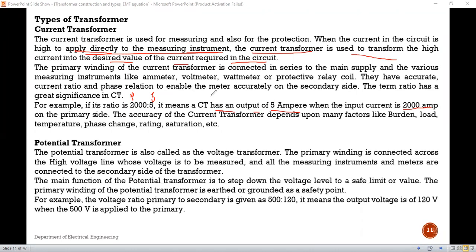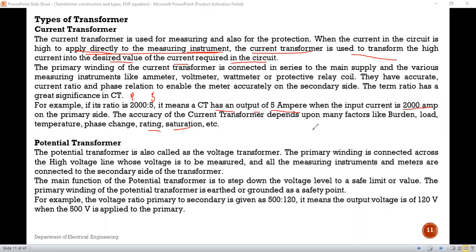Okay, the accuracy of the current transformer depends upon factors like burden on the CT. So burden, load, temperature, phase angle, rating, and saturation. Okay, so these are some factors the accuracy of the current transformer depends on. The first factor is nothing but burden.